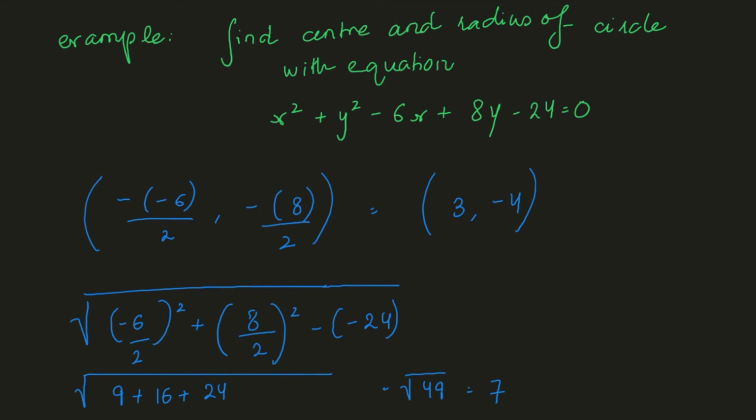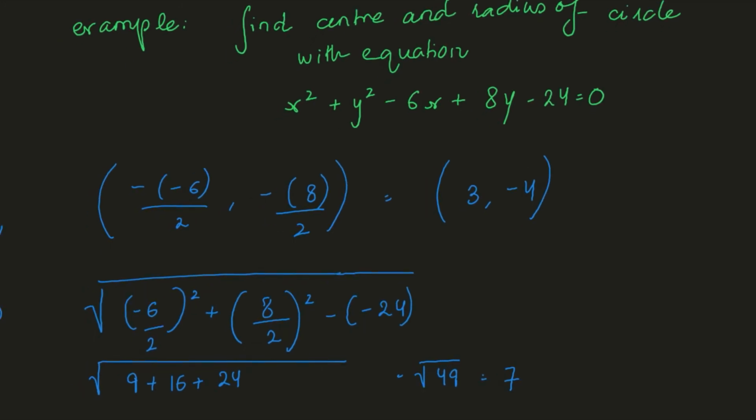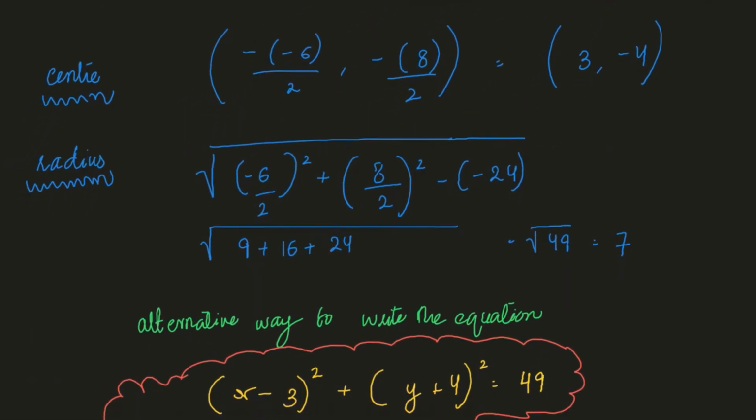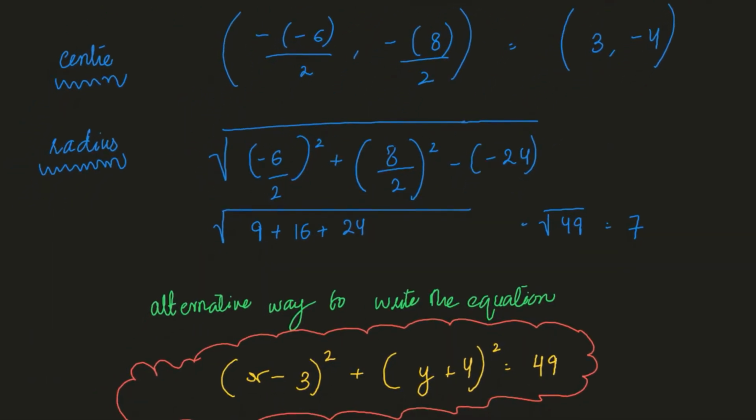Similar thing for the radius: (a/2)² + (b/2)² minus c, which is 24. So this gives you the root of 49, which is 7. And so now that we have the center and the radius, we know that the alternative way to write this equation is (x - 3)² + (y + 4)² = 49, which is the square of the radius. All right, so this basically sums up circle equations.